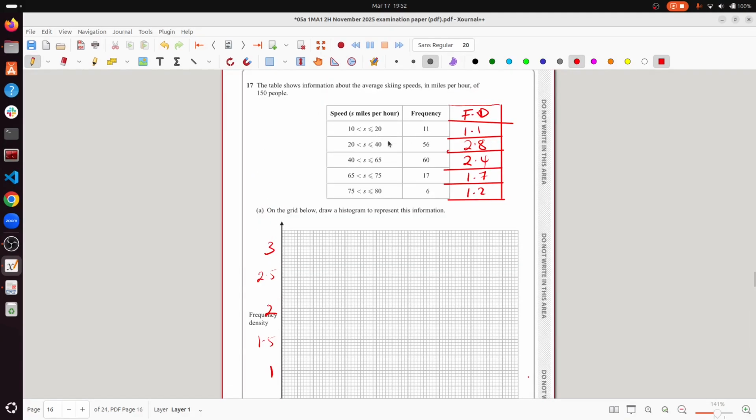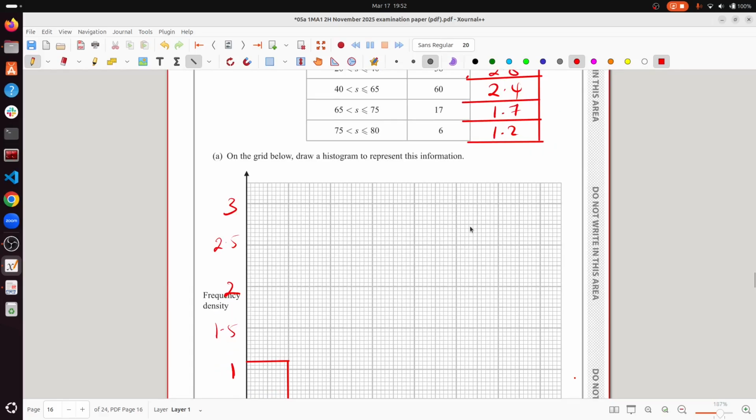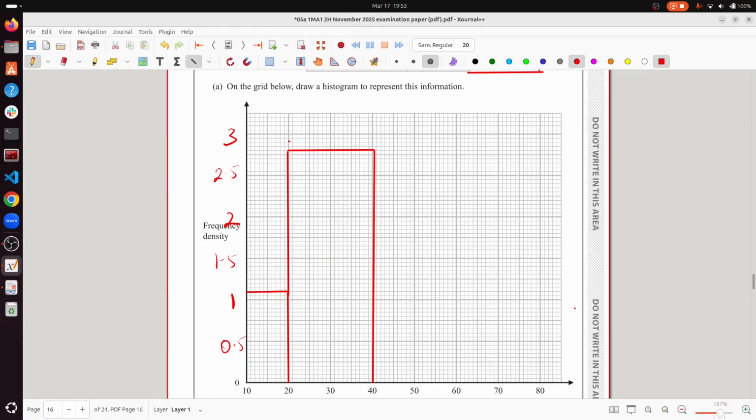So the first value we have between 10 and 20 is 1.1. The next value, between 20 and 40, is 2.8. So that's 3, it's 2.9, it's 2.8. So between 40 and 65, we have 2.4. This is 2.5, so this is 2.4, and 65 is here.